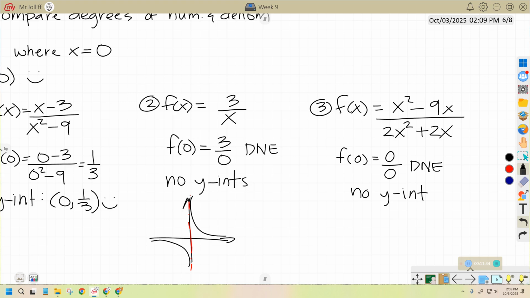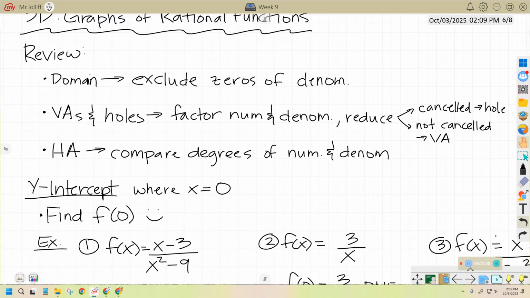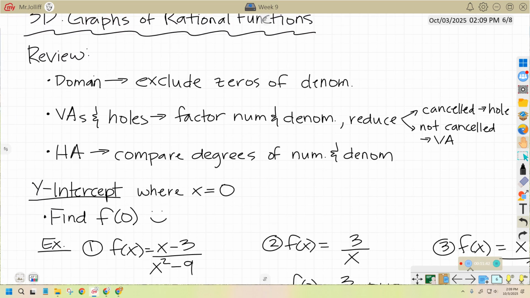Meaning I should know ahead of time that I won't have any y-intercepts, because one of the first things we did was we found the domain and we figured out where our vertical asymptotes are. If x equals 0 is a vertical asymptote, I don't have to look for y-intercepts because I know they won't be there. I don't cross it. So when we do this from start to finish, we're doing them in order. Make sure you're making connections between the steps, yeah?